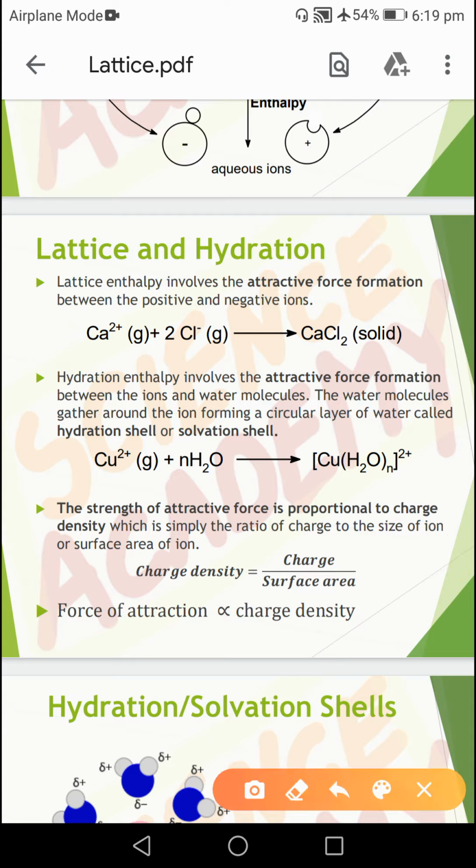Look, for example, I have given a reaction here. It is copper 2 plus and n molecules of water. That means around the copper ion, n molecules of water are gathering, and n can be any number. It can be 1, 3, 4, 5, 6, etc. n can be any number between 1 to 6, because when 6 water molecules gather, there is actually no more space left for new water molecules to reach that place.